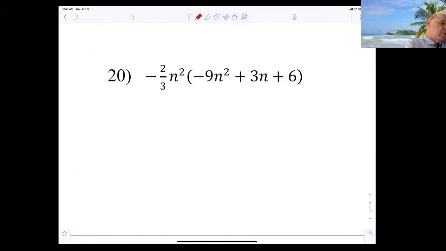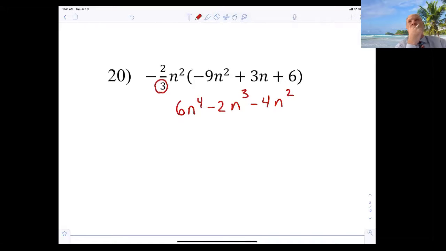Okay, now remember, 2/3 means divide by 3 and then multiply by 2. 9 divided by 3 times 2, 6. 6. Now is it negative or positive? Positive. N squared times n squared into the fourth. 3 divided by 3 times negative 2, negative 2 into the third. 6 divided by 3 times 2, well, times negative 2, thank you. N squared. Yes.